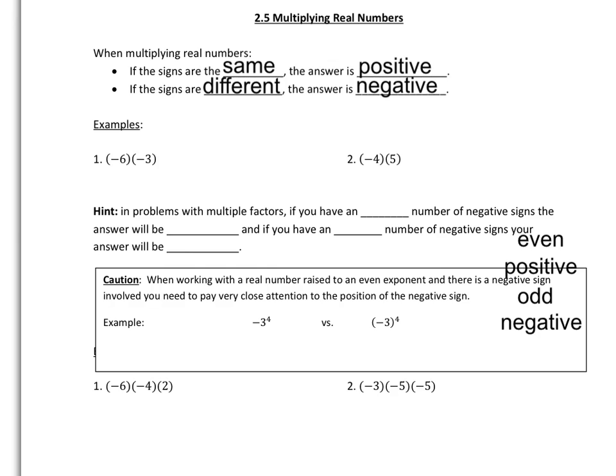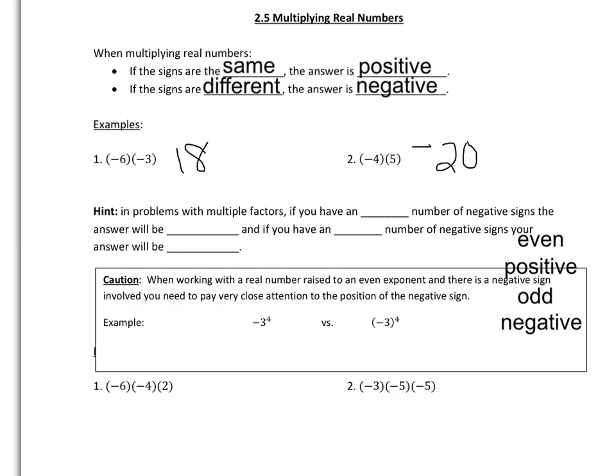So signs the same, answer's positive. Signs different, your answer is gonna be negative. So in these first two examples, if you have a -6 times a -3, the signs are the same, so my answer is going to be positive, and it's just 6 times 3, which is 18. In example 2, -4 times 5, signs are different, so the answer is going to be negative, and in this case it's going to be a -20. So what you get when you multiply is still the same. It's just a case of figuring out the sign.